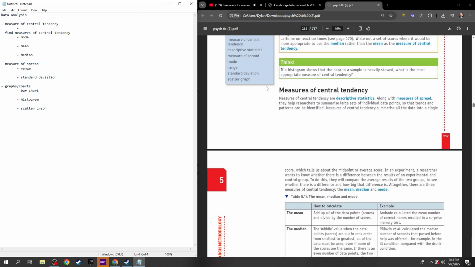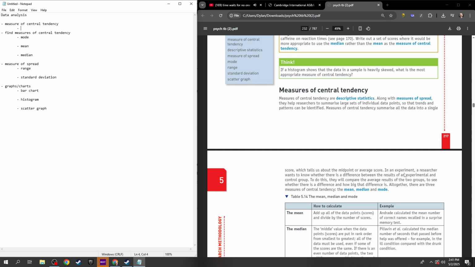So, measures of central tendency. Measures of central tendency are descriptive statistics along with measures of spread. They help researchers to summarize large sets of individual data points so that trends and patterns can be identified. Measures of central tendency summarize all the data into a single score, which tells us about the midpoint or average score.